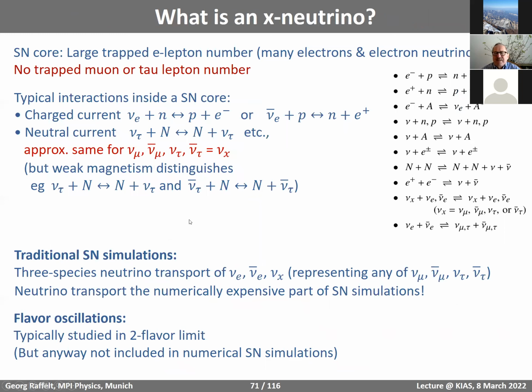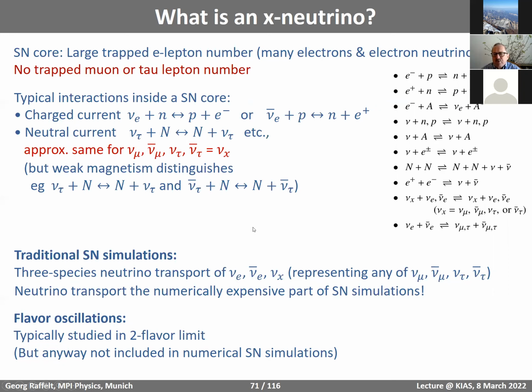Yes, so that's a very bizarre thing in what the supernova people do. In a supernova, one has no trapped muon or tau lepton number, but one has trapped electron lepton number. And so one has electrons with a mass of half an MeV and temperatures of tens of megaelectron volts. So electrons are basically massless in the supernova core, comparatively speaking, whereas tau and muon neutrinos are not. In supernova simulations, one usually treats the electron neutrinos and the electron antineutrinos as different things because charged current reactions are very different for them.